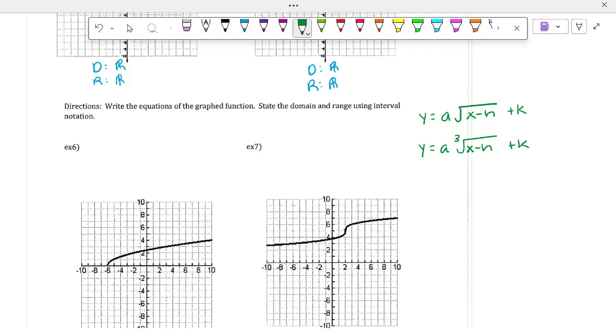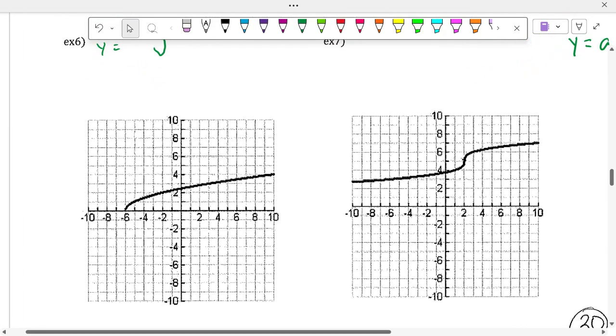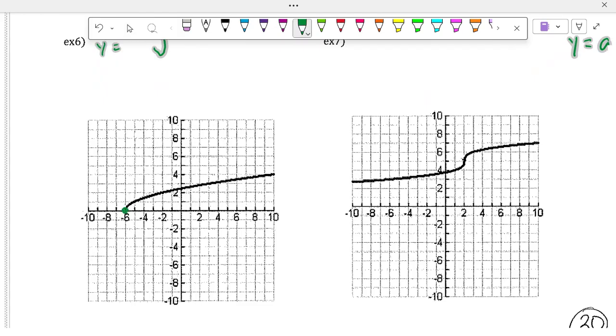All right. So, first things first, let's look at example 6. What type of graph is that to start out with? Is that going to be a cube root or a square root? It's just going to be a square root. So we know we're going to have y equals something square root. All right. Now, let's identify the vertex. Where is my vertex? -6, 0. All right. So it's at -6, 0.